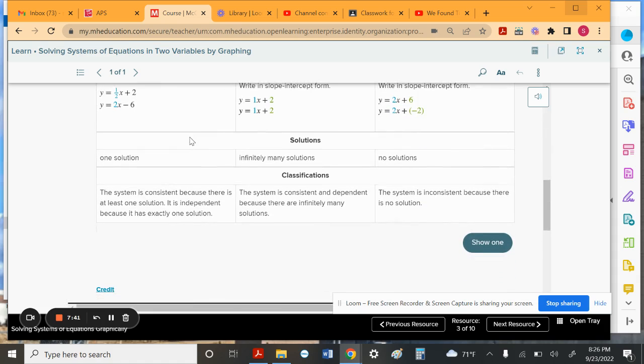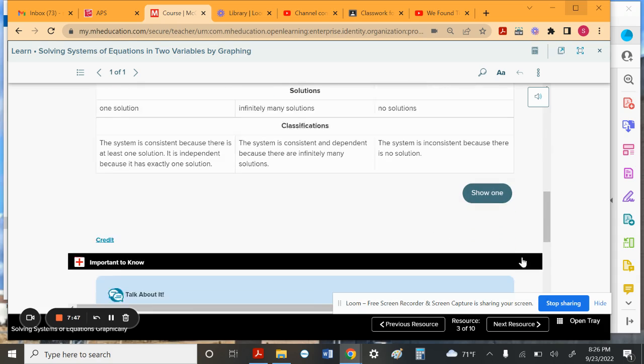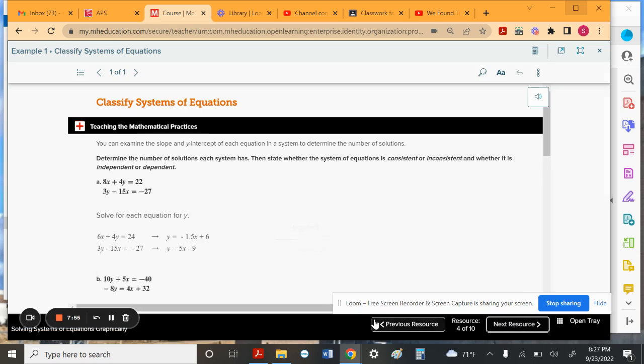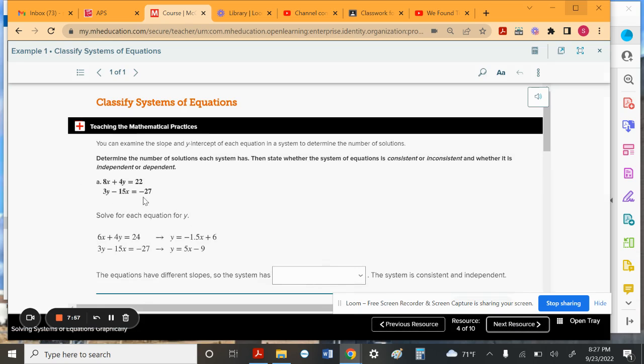Okay, so make sure that you are able to identify those and figure out what those are. Let's move on to the next one, and I think we're going to pretty much stop after this. So classifying the systems of equations. Notice here we have 8x plus 4y equals 22. If we solve for y, we're going to get y equals negative 1.5x plus 6.